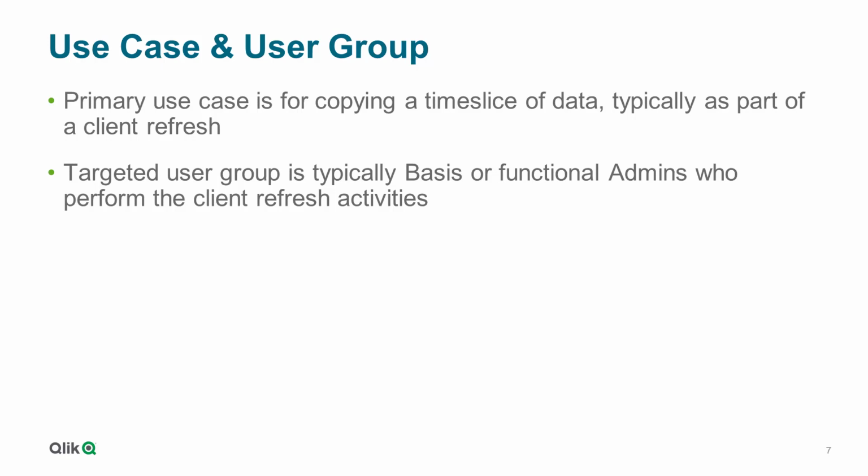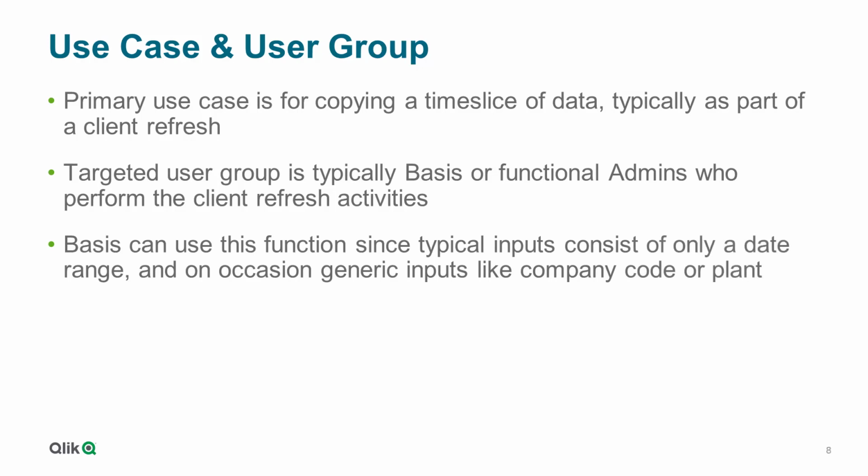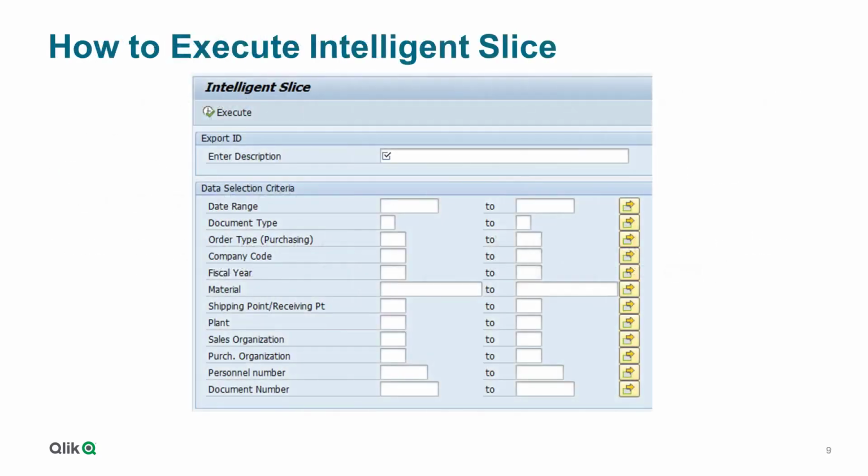Its targeted user group primarily consists of basis team members or functional administrators who are tasked with performing client refresh activities. Basis team members can use this function because the typical input consists of only a date range, although occasionally other generic inputs are known to be used, such as company code or plant. Let me now walk through this process using the Gold Client user interface.